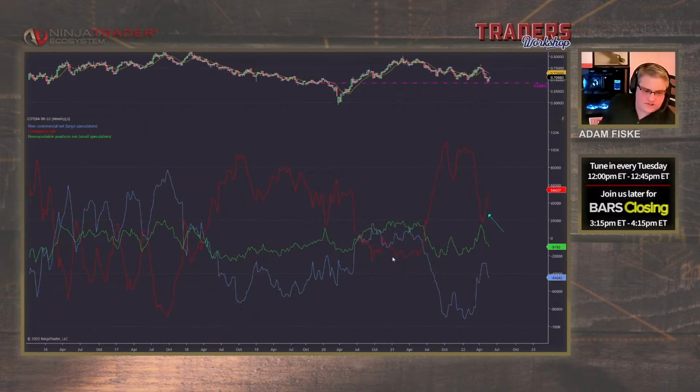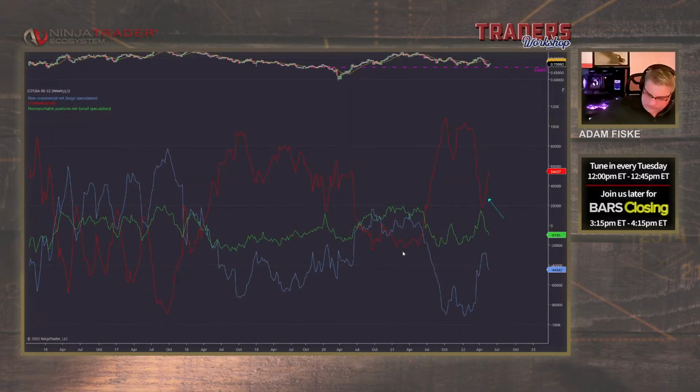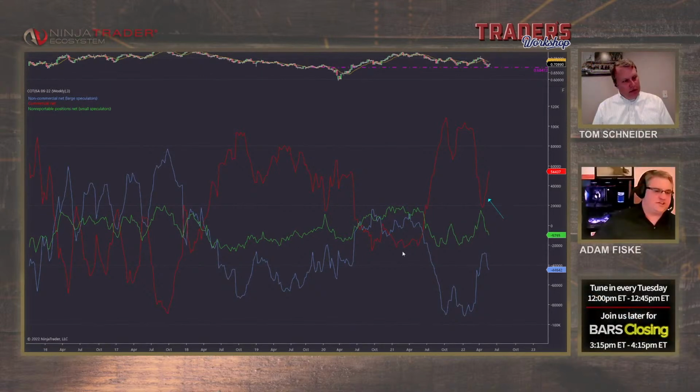So this is the COT report. Adam, just real quick, for people who don't know, COT stands for Commitment of Traders. Yeah, so that's the Commitment of Traders. Okay, thanks, Tom. Now, this is actually public information, but if you go to their site, it's in Excel format or CSV or something like this. So this is a great feature within NinjaTrader to be able to plot this data.